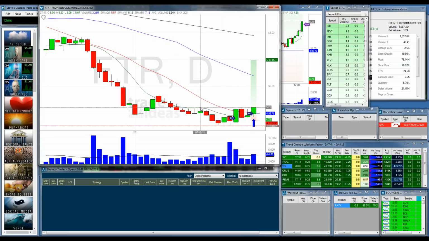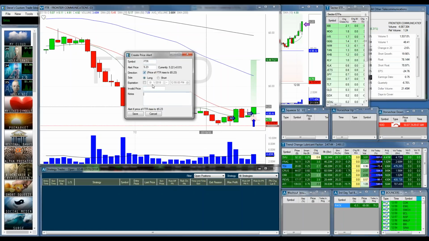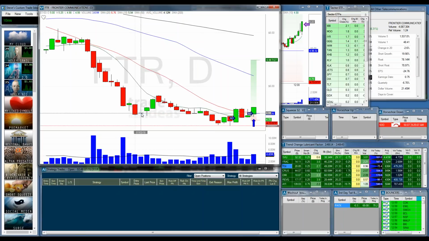re-examining some of these. This line right there, it looks like about 522 is a pretty significant line. So I'm going to right click and go 523. It's already set in there. And another one, Holly. All right, there's another one that's set for tomorrow.